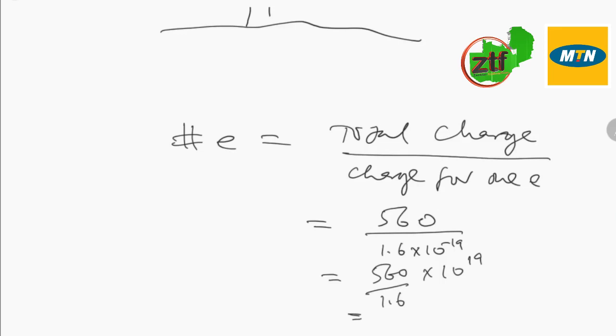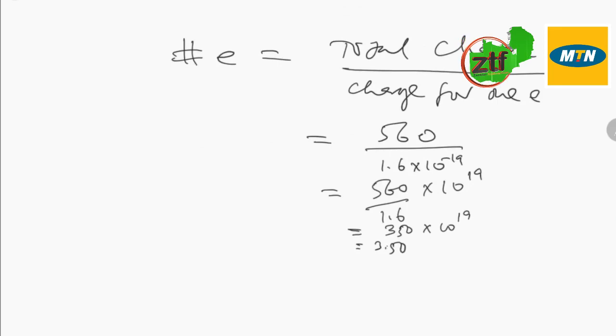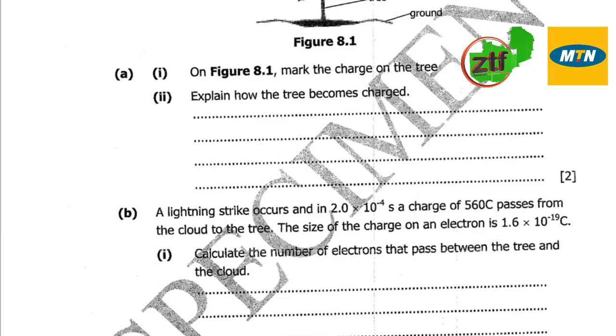We are going to probably get, let's say, 350 times 10 to the power 19, so that we get 3.50 times 10 to the power 21. So these are the number of electrons. Calculate the average current in the lightning strike.